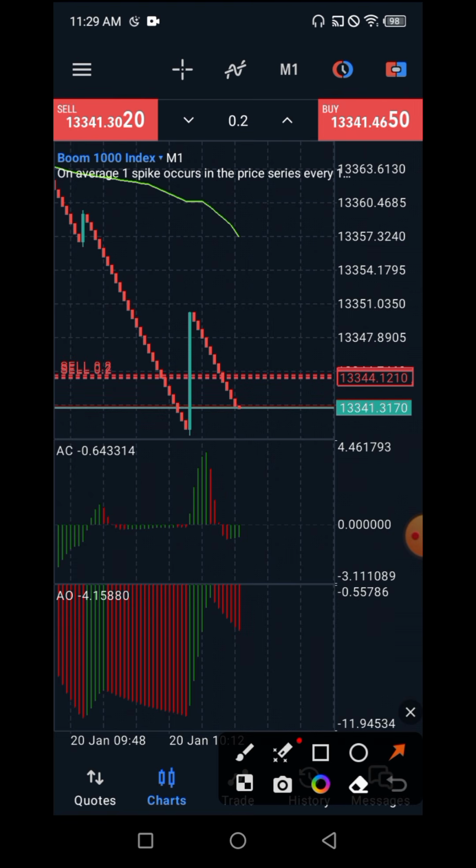So guys, what are the rules before you enter this trade? When you look at your moving average on your main chart, if the candlesticks are below, if you are trading boom, listen, this strategy works perfectly with boom 1000, crash 1000, boom 500, and crash 500. That is where this strategy works perfectly.